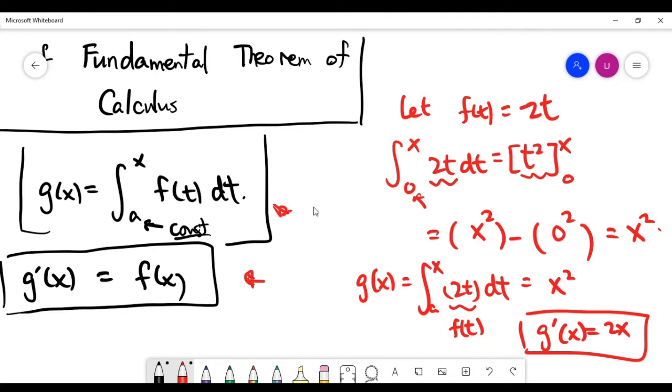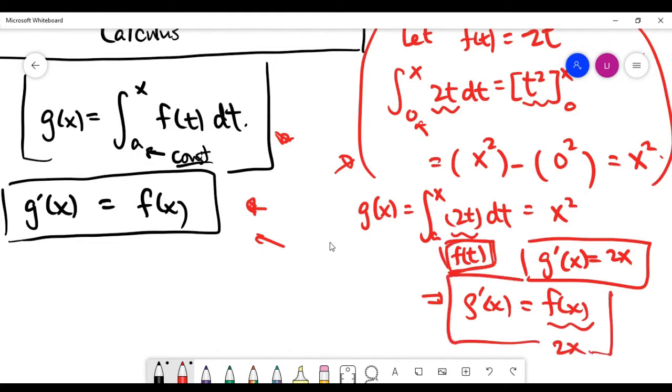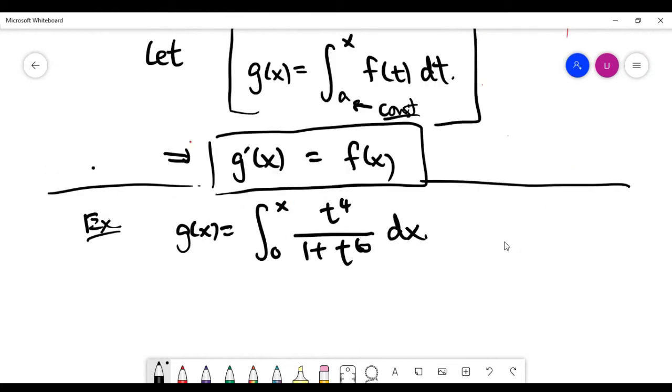Instead of doing all these calculations, we can directly write f of x as g prime of x. f of x is what? f of x is just 2x, right? Because f of t is 2t. And as you can see, based on the simple example in the red color, we understand that this theorem is actually correct. We understand this fact. And let's see how it facilitates our calculation of derivatives when g of x is defined this way. So please look at the current example now.